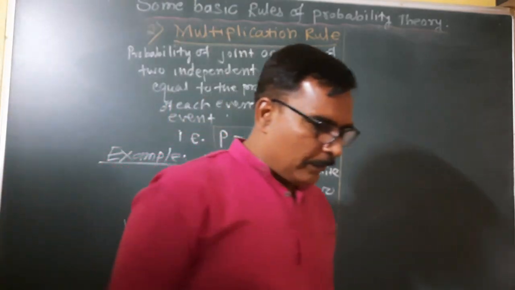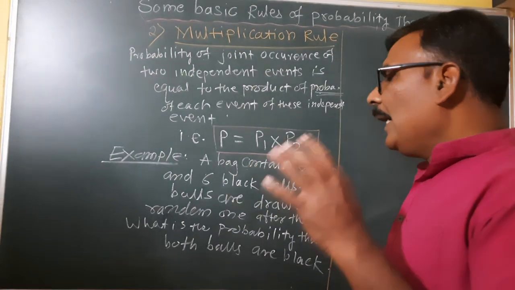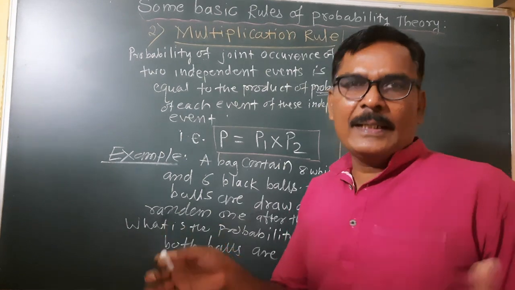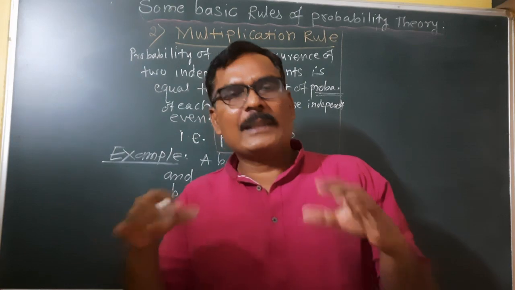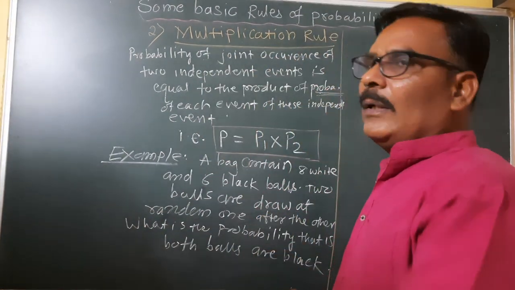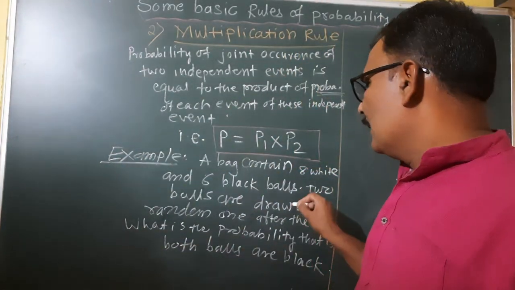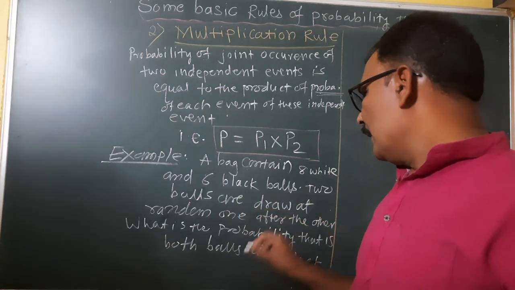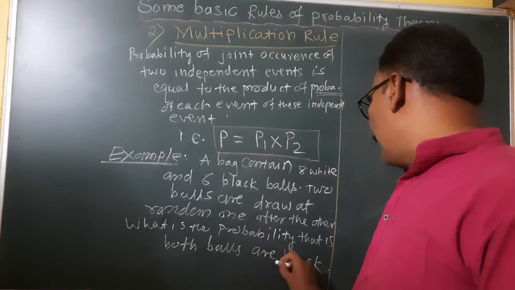Now see the problem first of all. A bag contains 8 white balls and 6 black balls. One bag is there, and in that bag there are 8 white balls and 6 black balls. Balls are drawn at random: randomly we put a hand in the bag and take one out, one after the other. What is the probability that both balls are black?